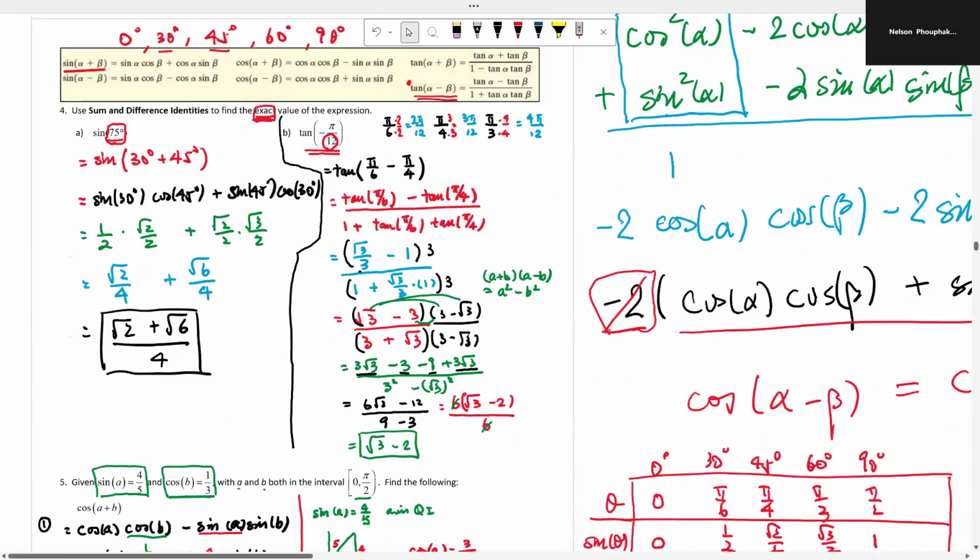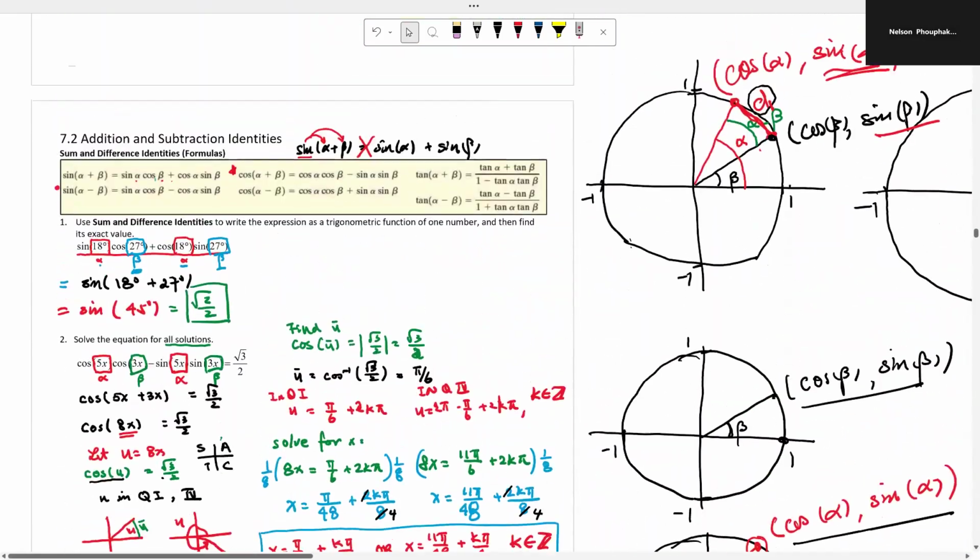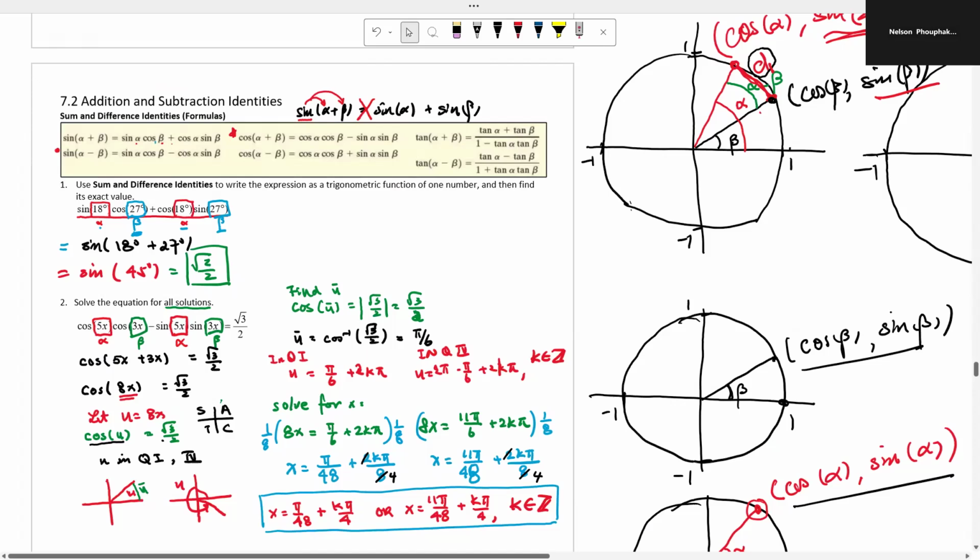Okay, so then now in this lecture, we introduced the addition and subtraction identities.